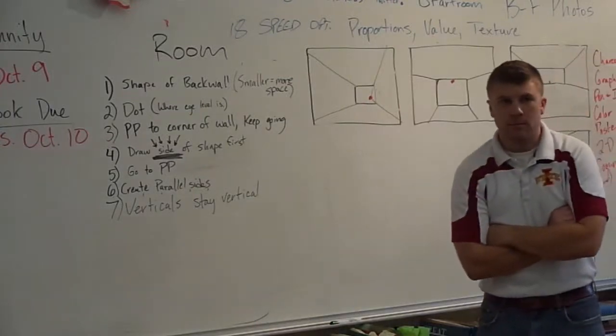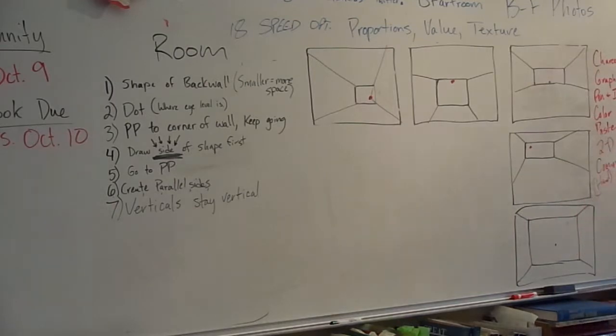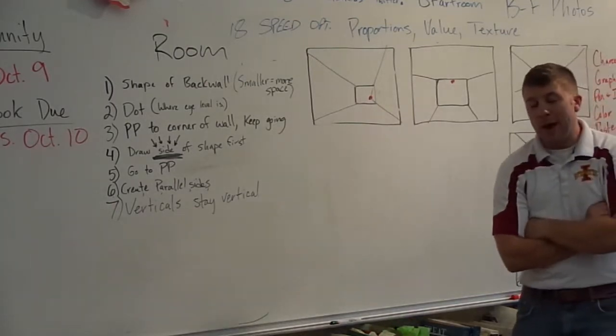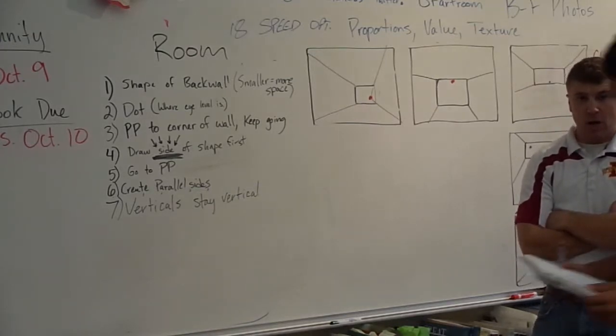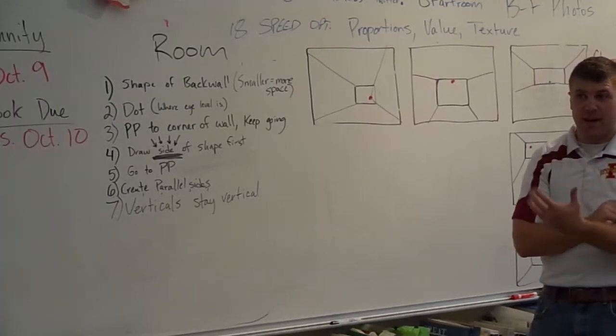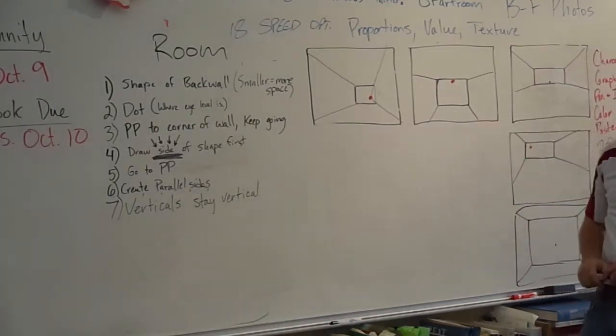Number 1, shape of back wall. We're going to start out with the back wall. What happens is our shape determines the size of our room. Also, how big it is determines how big or small that room is as well.